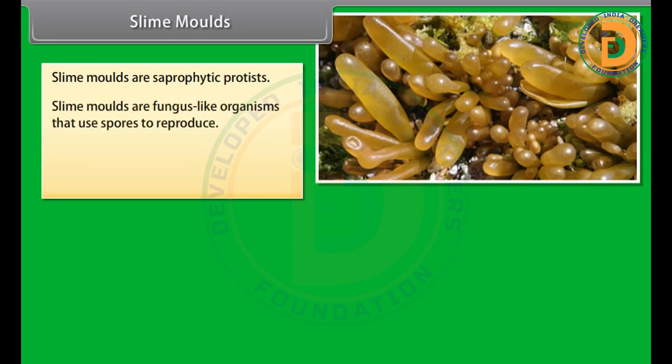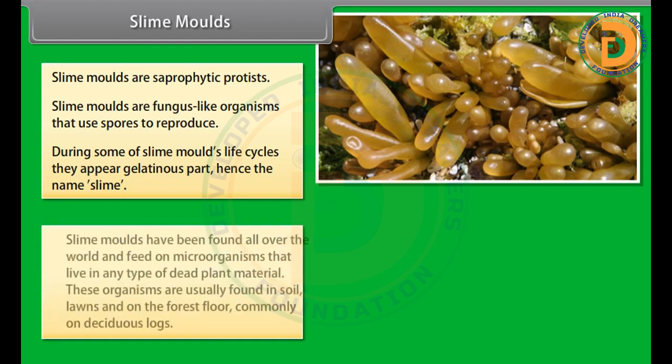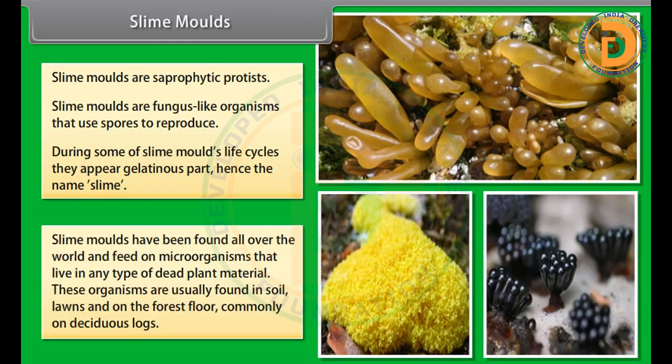Slime molds. Slime molds are saprophytic protists. Slime molds are fungus-like organisms that use spores to reproduce. During some of slime molds' life cycles, they appear gelatinous, hence the name slime. Slime molds have been found all over the world and feed on microorganisms that live in any type of dead plant material. These organisms are usually found in soil, lawns, and on the forest floor, commonly on deciduous logs.